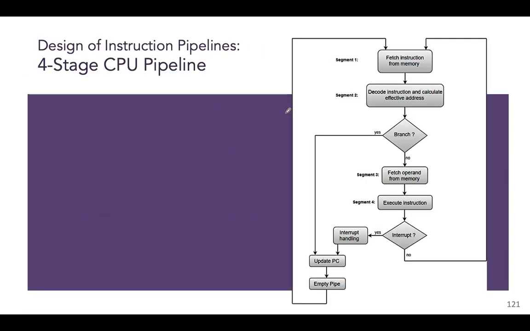All right, so this is what such a 4-stage instruction pipeline looks like. This is the flow chart. So we can see segment 1, segment 2, segment 3, and segment 4. Now let's see how it works. The first step is fetching the instruction from the memory, right? That is what the first segment does. So the instruction is fetched from the memory. In segment 2, the instruction is decoded. The effective addresses of the operands, if there are any, are calculated. And then in the next step, the question we ask is: is this instruction a branch instruction?